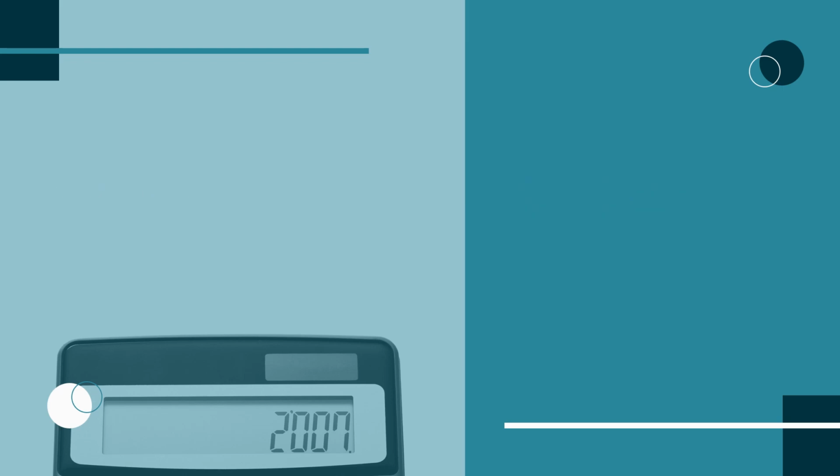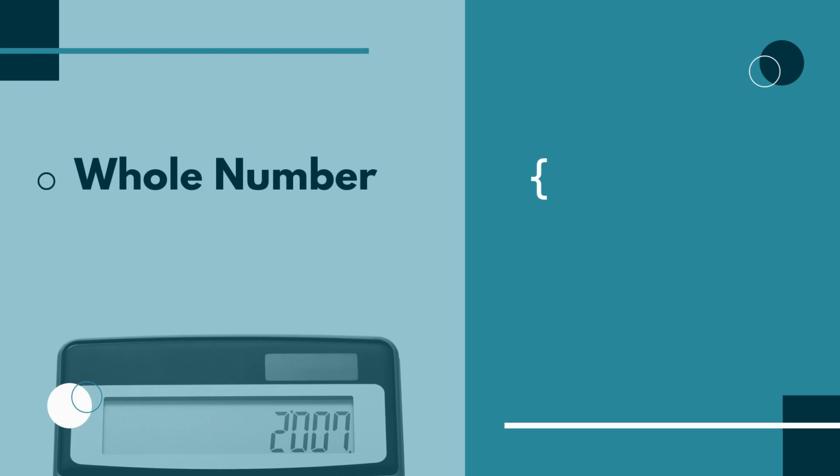If you add 0 to the set of natural numbers, the result is the set of whole numbers. So this is the set of whole numbers. We have the set of 0, 1, 2, 3, and so on. When we say whole numbers, we start with 0. When we say natural or counting numbers, we start with 1.